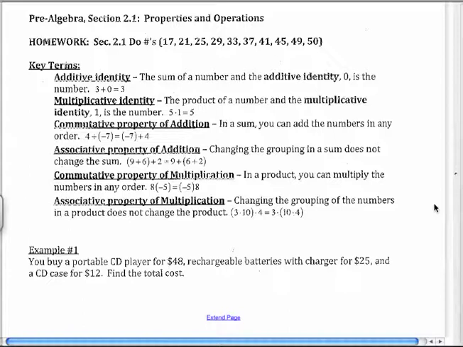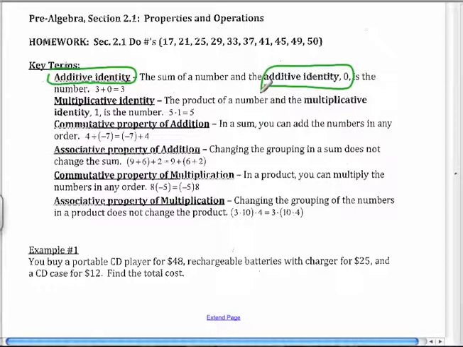But this first one here, the additive identity, that just means that any number, if I add 0 to it, I keep the same number. 5 plus 0 is 5. 10 plus 0 is 10. 0 plus 9 is 9. Okay? So if I ever add 0 to a number, I keep the number. Okay? 0 is known as the additive identity.